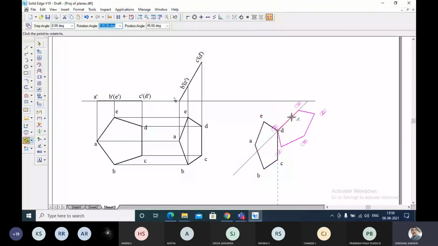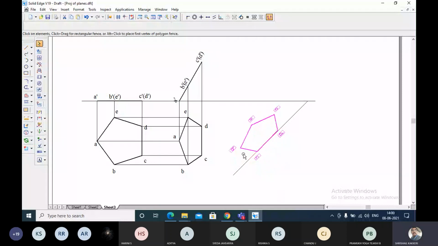In this case, what happens? The edge is nearer to the observer. The corner is near to the observer, not the edge opposite to the corner. They have clearly given us the edge opposite to the corner, on which rest is nearer to the observer. This is what it is.